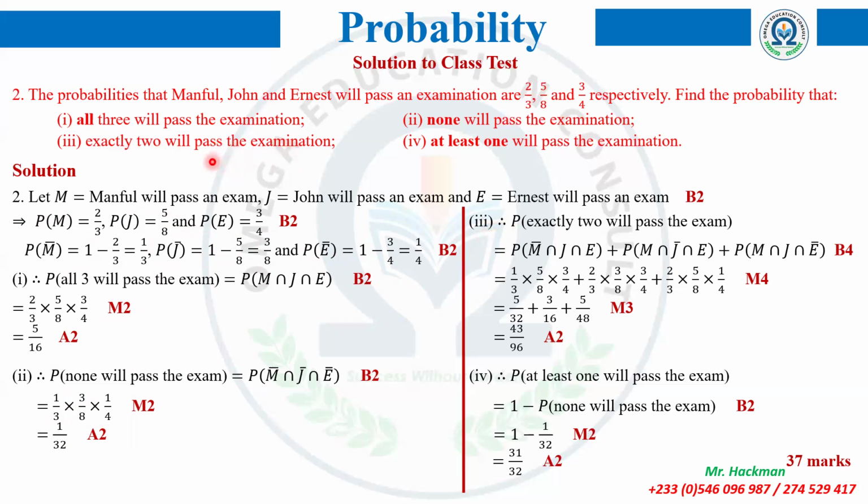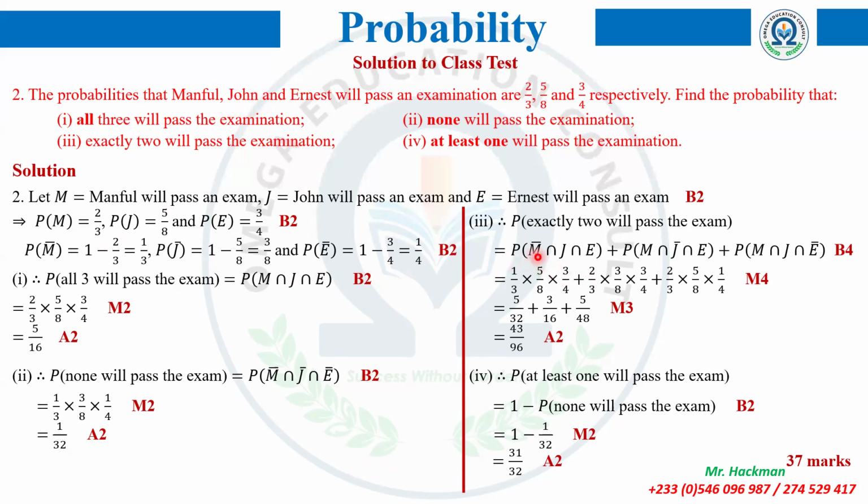Exactly 2 will pass the exam. So it will be P, exactly 2 will pass the exam. If exactly 2 will pass, then it means at any point in time, only one person will not pass. Usually I want to move in this direction so that I avoid conflict. So my first name will not pass, the other names will pass. Then I move on to the next one who will not pass, the next name. So that's what I have.